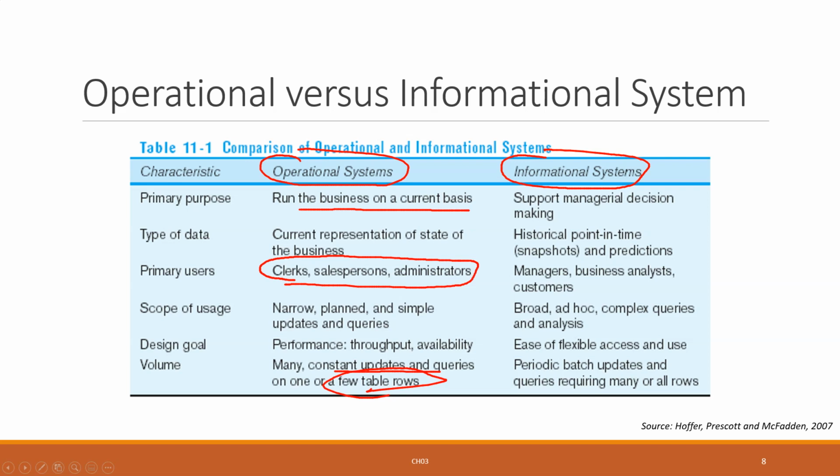But the informational data system is going to be supporting decision making that's more at a strategic level. We think about this as a historical point in time, and it really starts to look at the analyst level of people in an organization. Usually the searches are broad, and there are periodic updates, but not as small or frequent as the operational, and the queries are much larger than the small queries that might come out of an operational system.